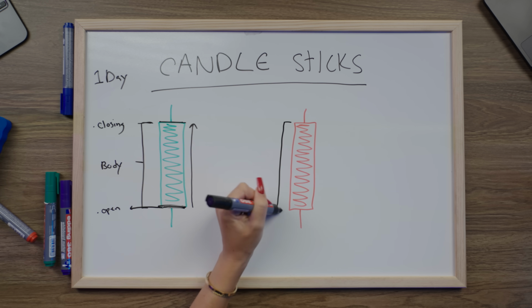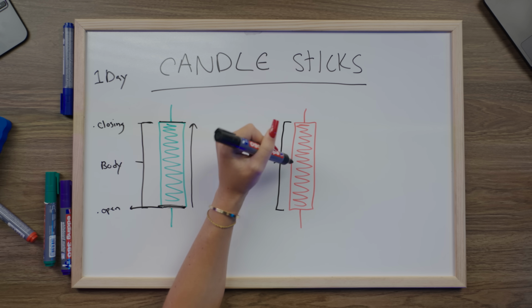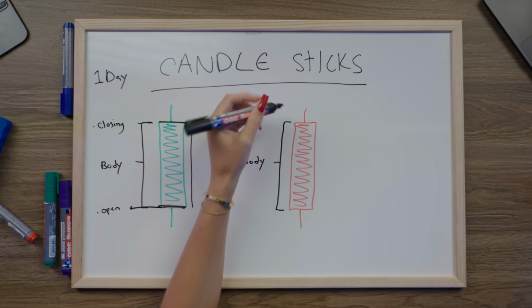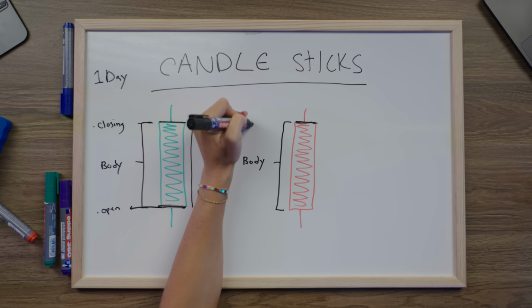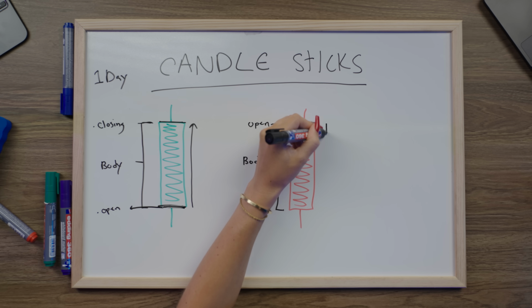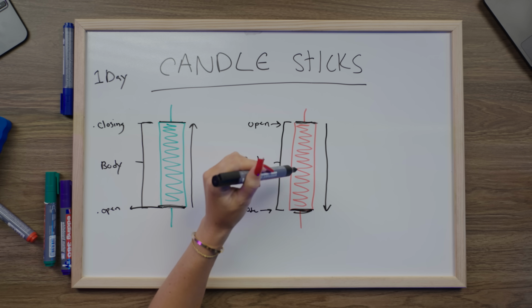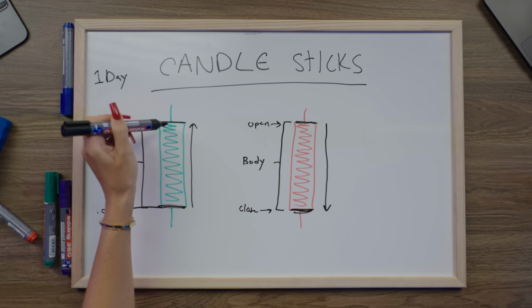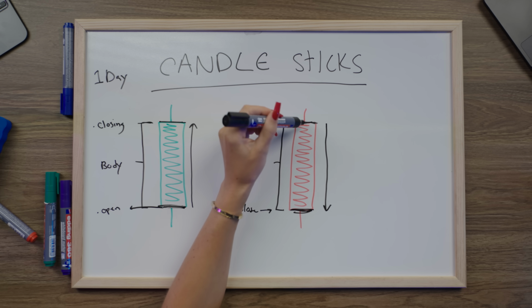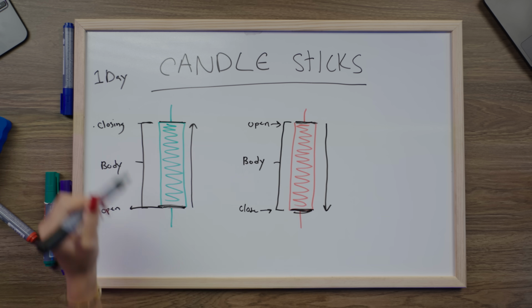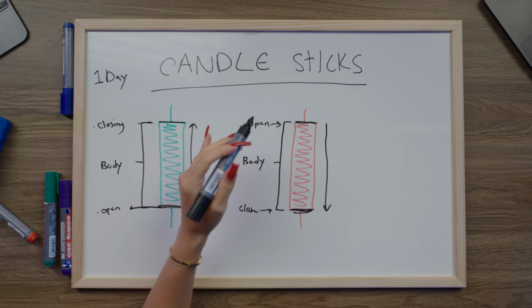Now this right here, same concept. This is a body. But the difference between the green and the red is that price started here. This is the open. And now price pushed lower and closed down here. So the difference between the green and the red, price opened lower, pushed higher. Here, price opened higher, pushed lower. Now this is all within a day. This is a day's worth of price movement.